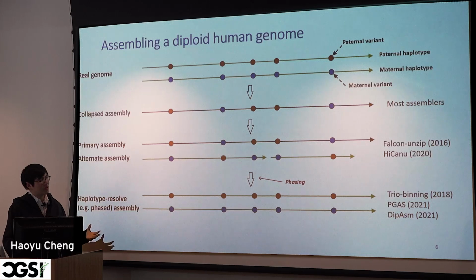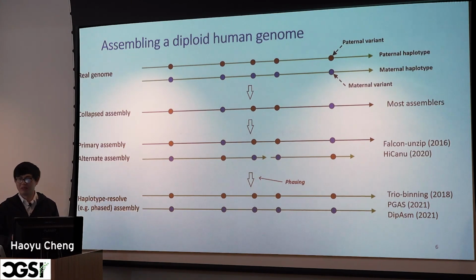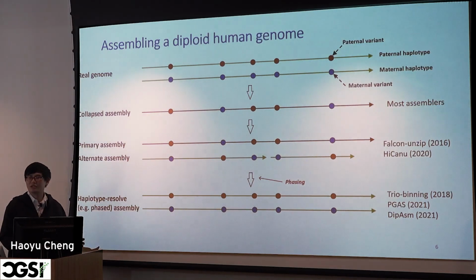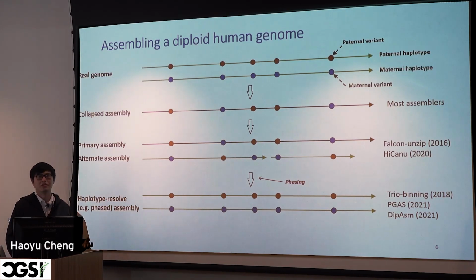So the ultimate goal for de novo genome assembly algorithms is haplotype-resolved genome assembly, or what we call phased assembly, which means the assembly algorithm should output 2 assemblies, one for each haplotype. This procedure is also traditionally called haplotype phasing. There are several methods that try to do that, but none of them can output a decent result for high-quality or large human genomes.